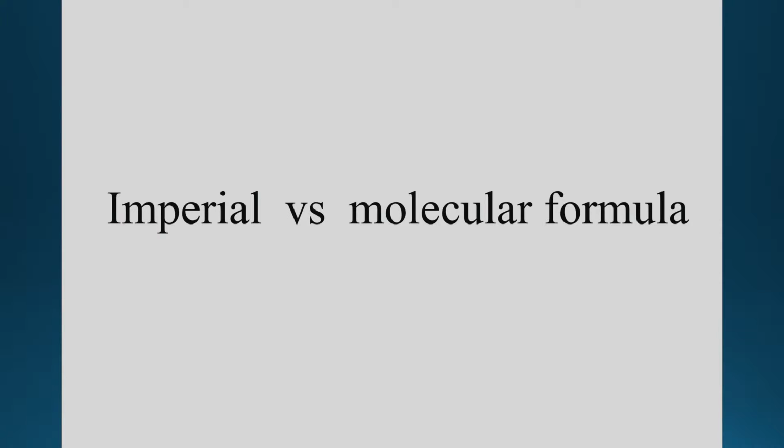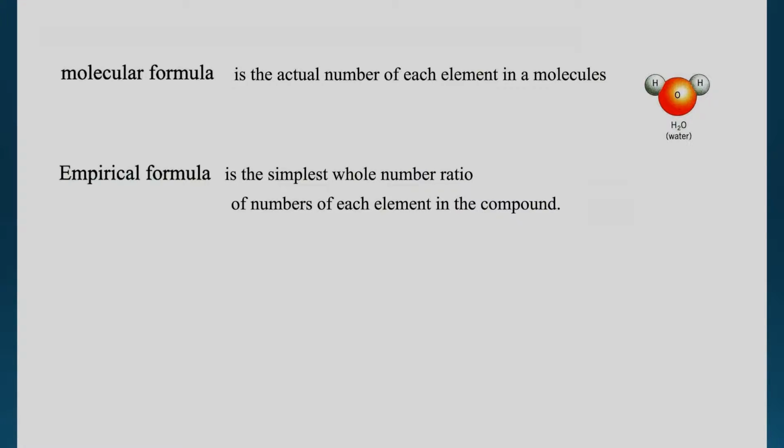Empirical and molecular formula. Molecular formula. What is molecular formula? Molecular formula is talking about the actual number of each element in a molecule. As in water, what is the actual number of each element in a molecule? You have 2 H, 1 O, so you call it H2O, water.